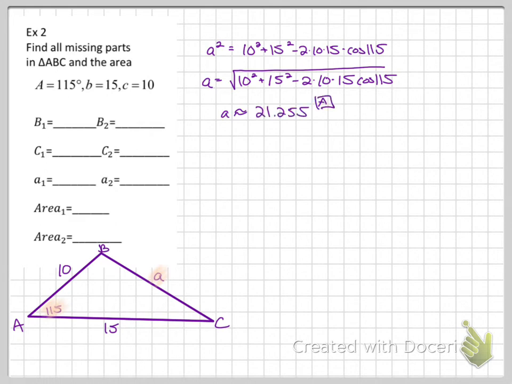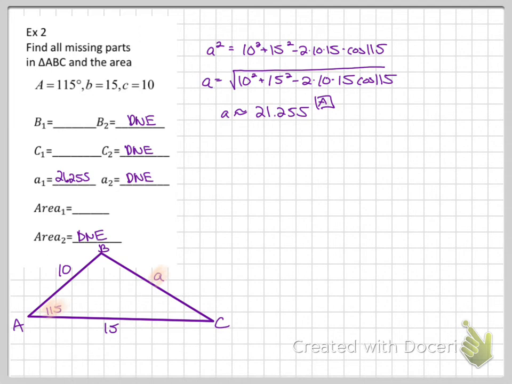Store that for later. 21.255. Notice the order of the answer blanks is not always the order of the things you find. Because this was a cosine problem, second triangle does not exist. And do not switch to sine in the middle of a cosine problem.